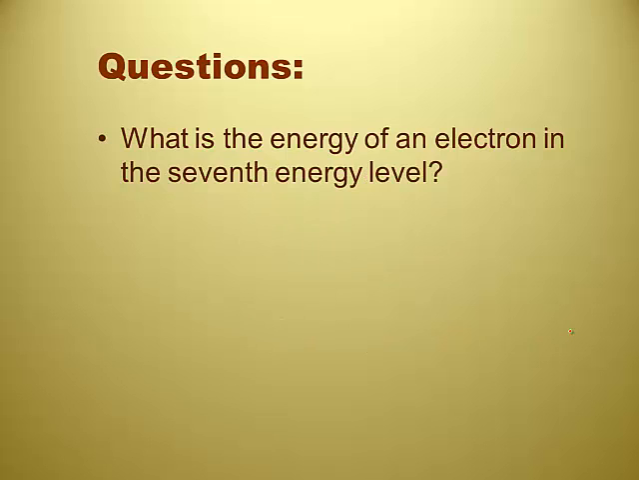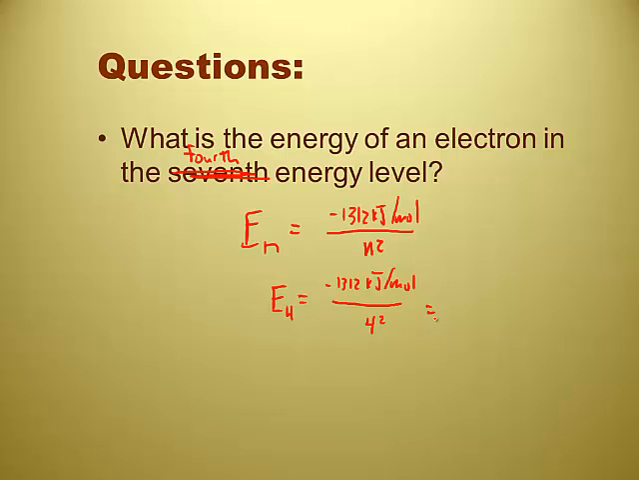Got it. Now this one I need a calculator for. I'm going to change this one. Oh, you want a fourth? Okay, so Mrs. G, you've got the energy of the fourth energy level for me? That's 1312 divided by 16. That's going to be negative 82 kilojoules per mole.